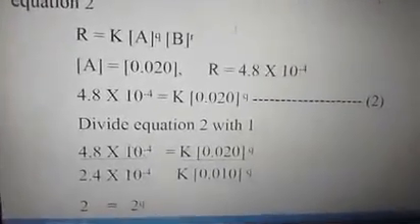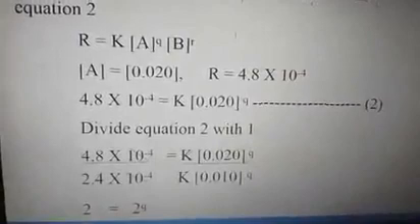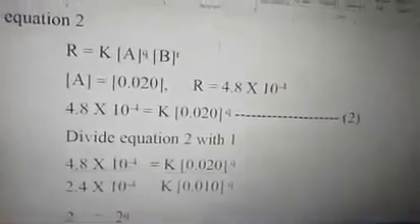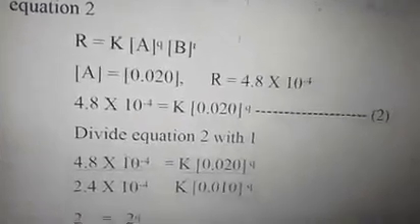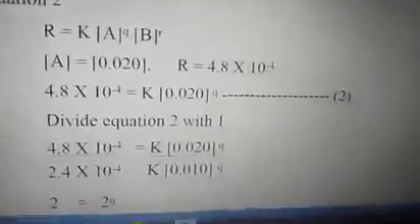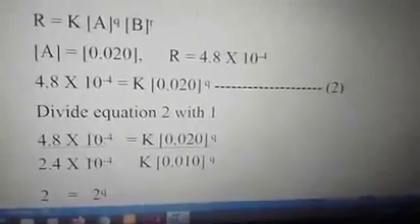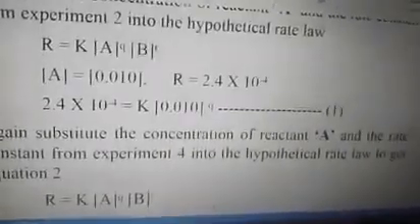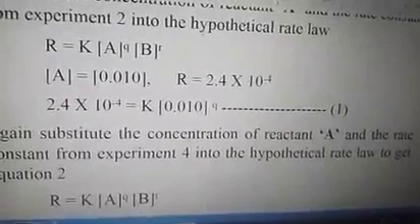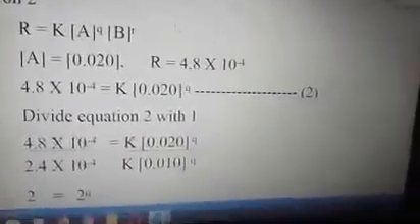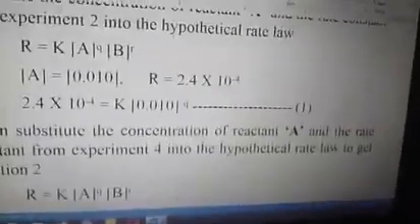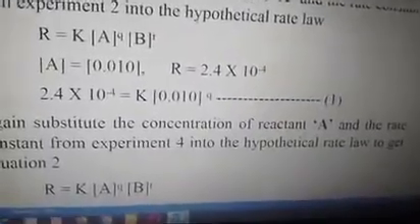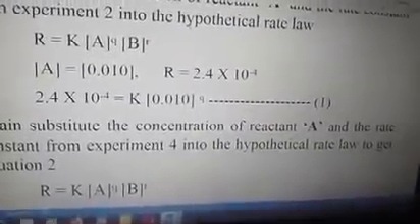So K into 0.020 raised to power Q, because we are working for A now, for Q, the concentration of A is what we are using. So we divide equation 2 by 1. Equation 2, you can see it there, 4.8 raised to the power minus 4 divided by 2.4 raised to the power minus 4. Then we divide the right hand side, which is K into 0.020 raised to the power Q by K into 0.010 raised to the power Q.